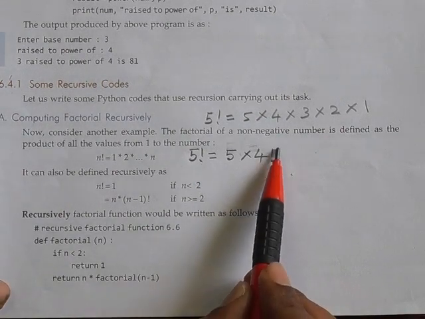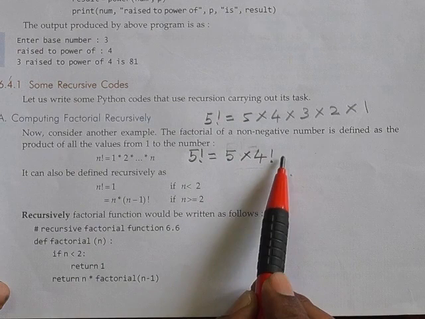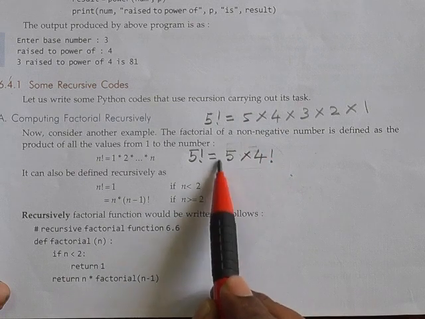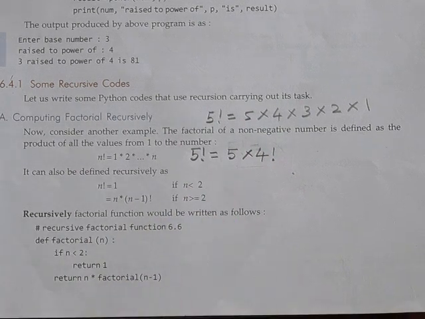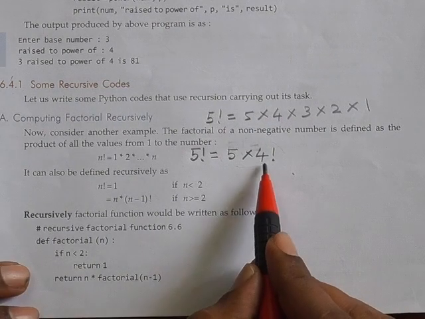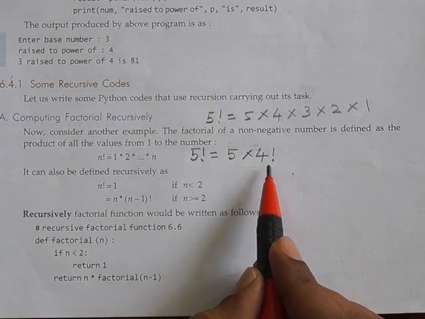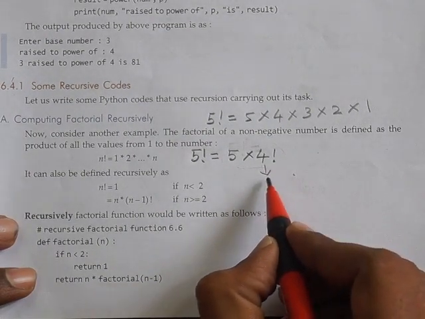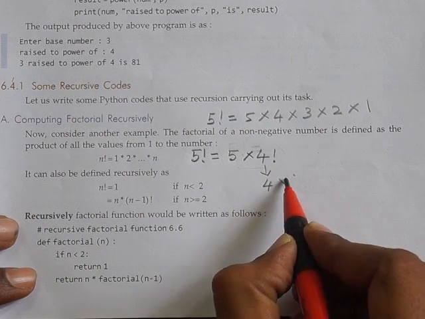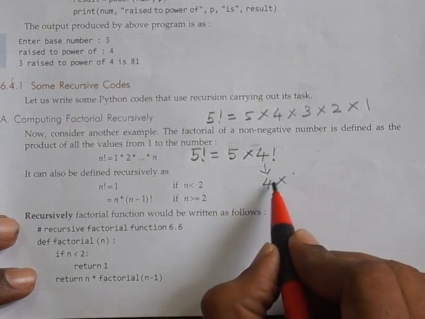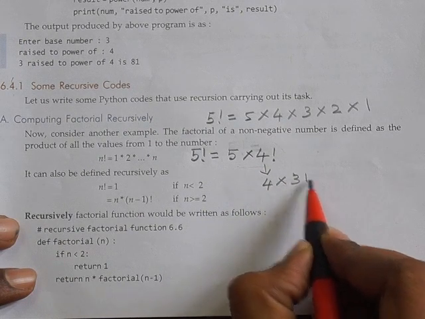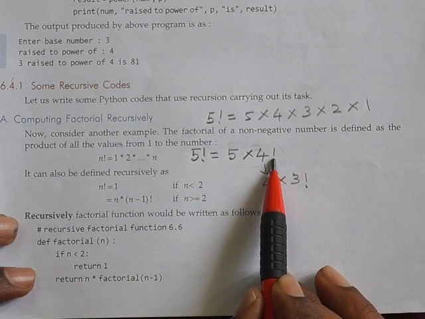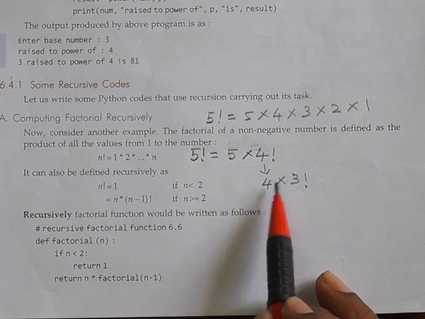So listen, if I know the value of this expression, I can find the value of 5 factorial. Got it? Now I don't know what is the value of 4 factorial. So what I have to do is 4 into, what is the value less than 4? It is 3 factorial. So if I want to find the value of 4 factorial, I have to find the value of 4 into 3 factorial.